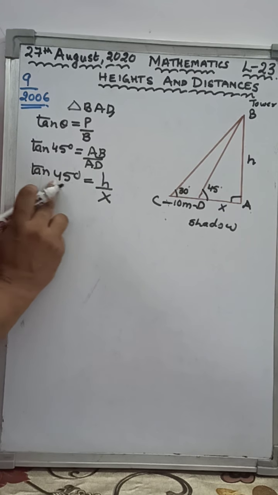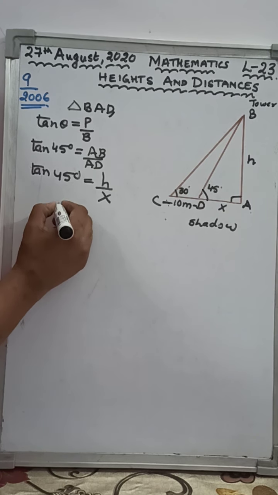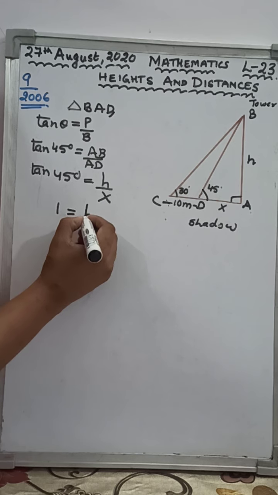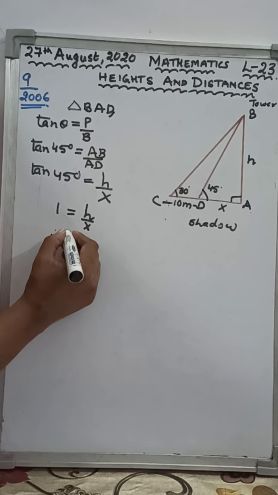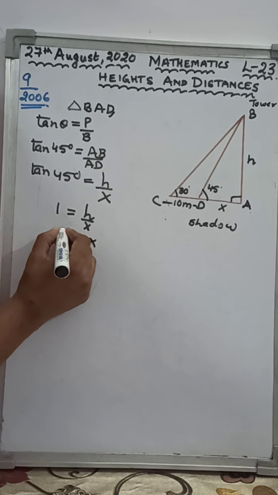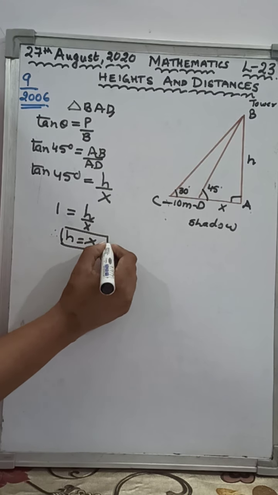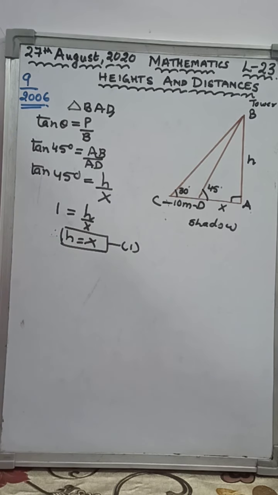Now what is the value of tan 45? Tan 45 is 1. Clear? You should learn the trigonometrical angles values very well. Now this is 1. You will take x on this side. Therefore h is equal to x. So just now you will label it as equation number 1.